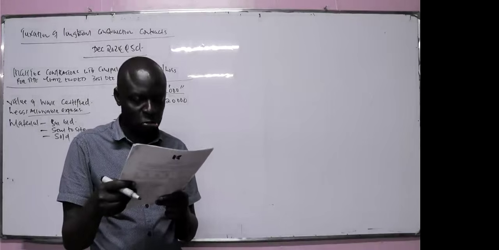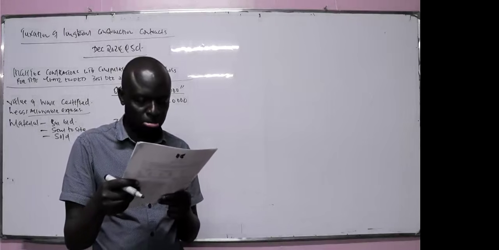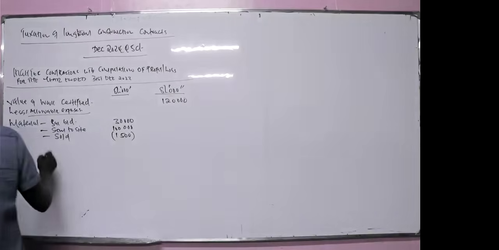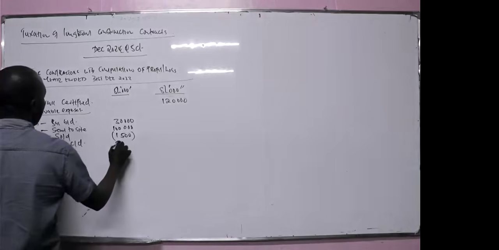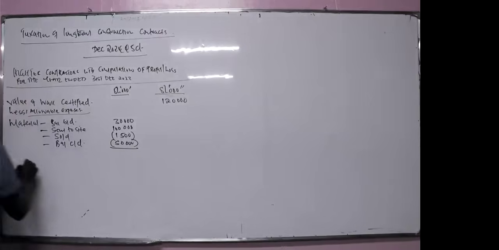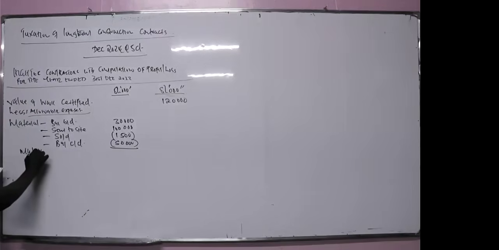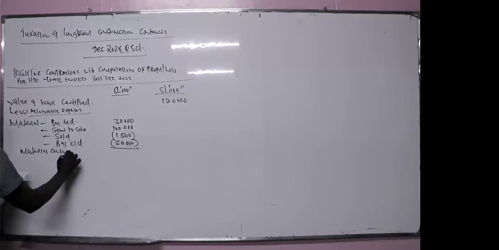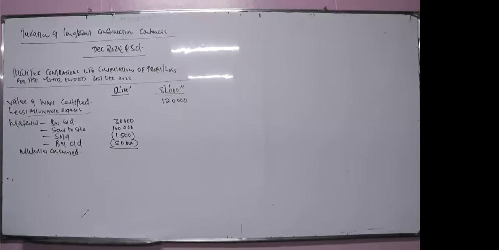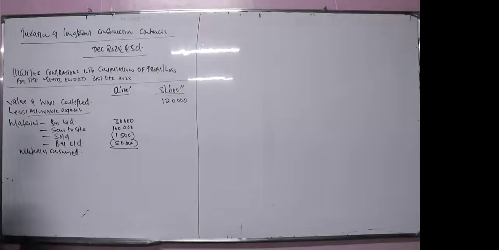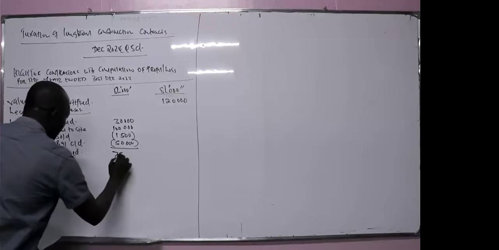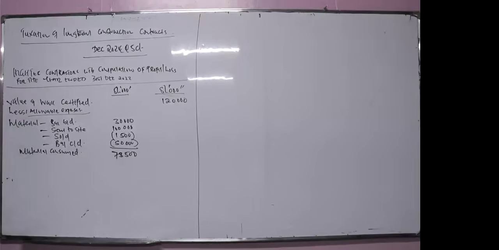Any other thing on material? Material balance carried down, which is 50,000, and then you get the material consumed. How much is it? This is 78,500, isn't it?